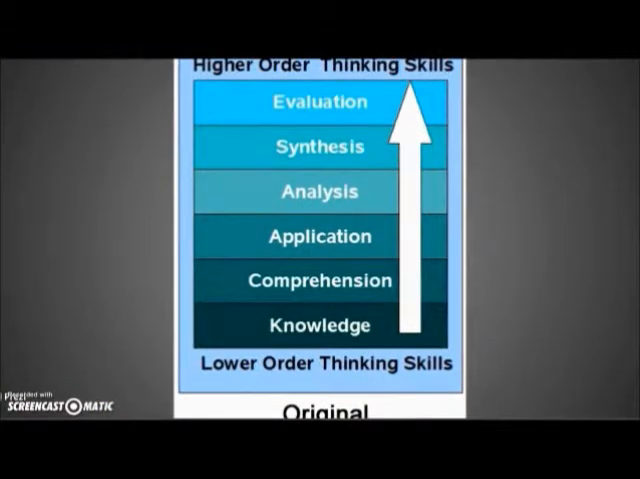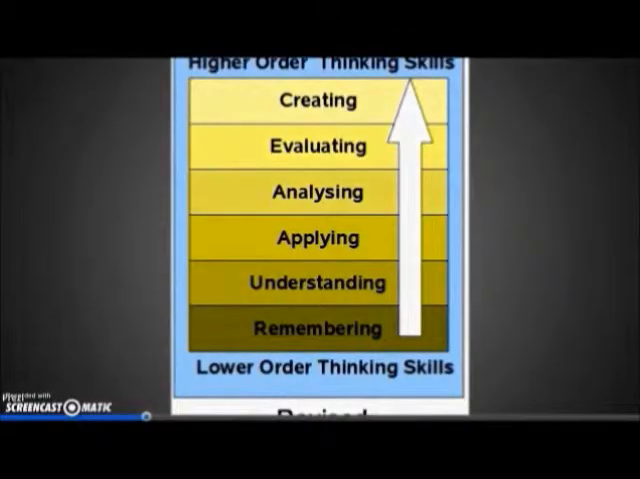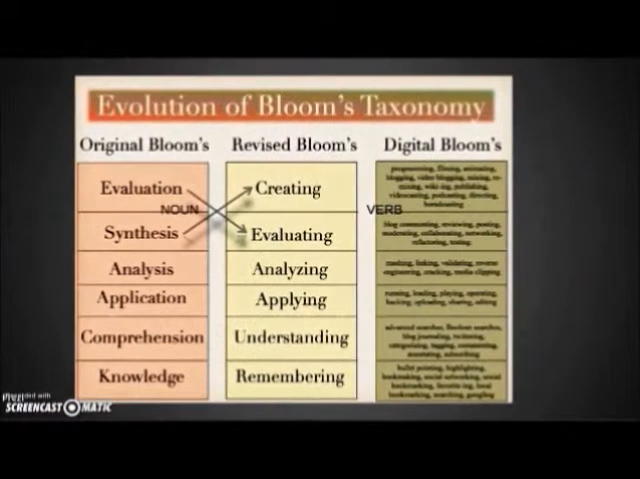Bloom's taxonomy goes from lower order thinking skills to higher order thinking skills. Originally, it was composed of nouns: knowledge, comprehension, application, analysis, synthesis, and evaluation. The skills were changed from nouns to verbs, still going from lower order to higher order thinking, and they are remembering, understanding, applying, analyzing, evaluating, and creating. This is just a chart to explain how they were changed, and the top two were actually flip-flopped.